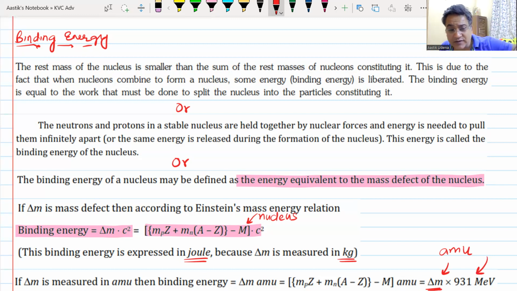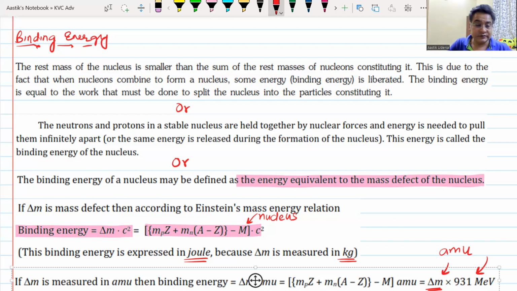Because one AMU mass defect is 931.5 mega electron volts. So it's always better to express the mass defect in AMU, because then you can simply multiply it by 931.5 and get your answer in mega electron volts. Everyone understands this? Yes, sir. I'll give you 2 minutes to note this down.